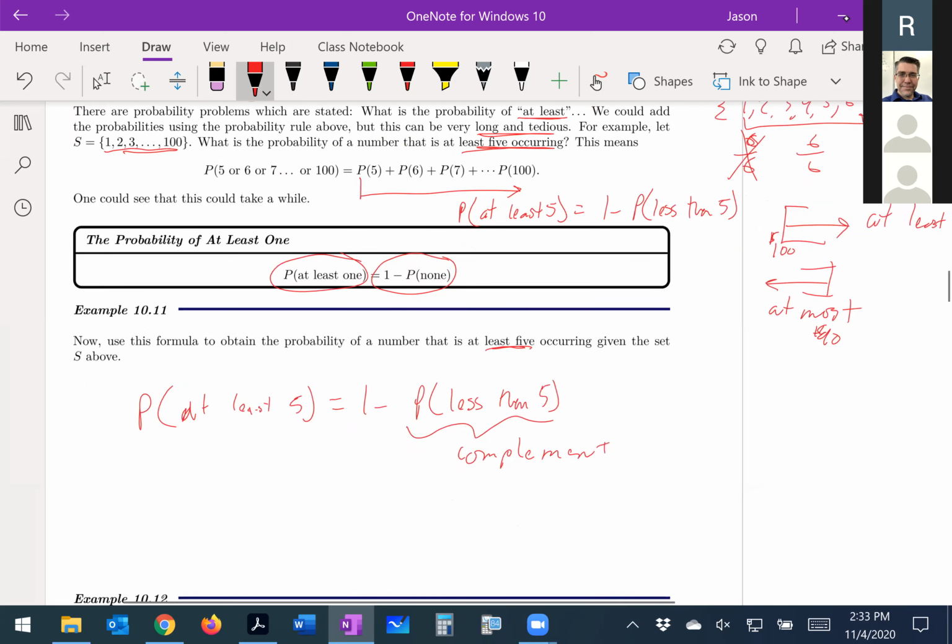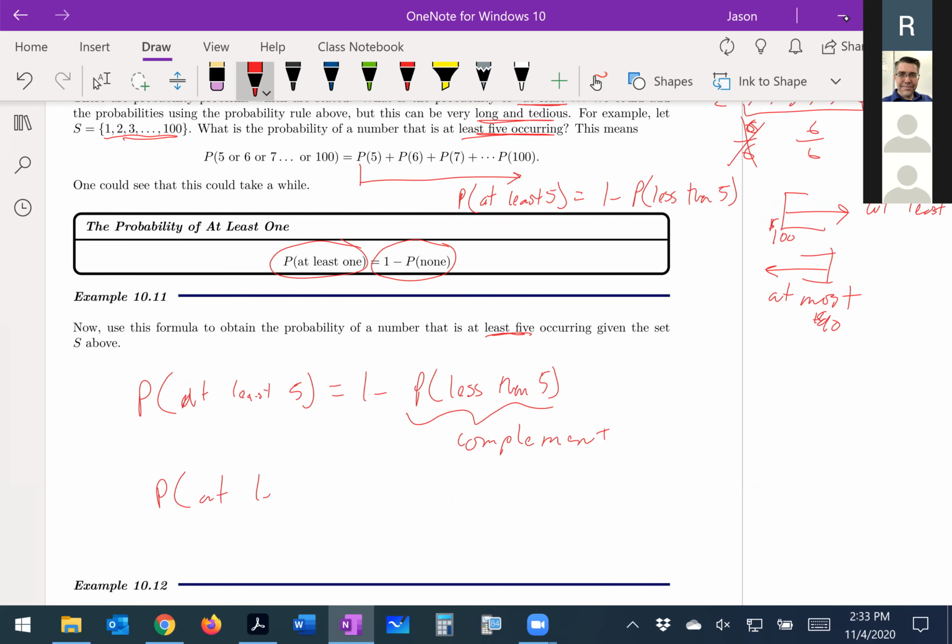And so the probability of at least 5 is equal to 1 minus the probability of 1 occurring, probability of 2 occurring, probability of 3 occurring, probability of 4 occurring. Do I put 5? Do I include the probability of 5?